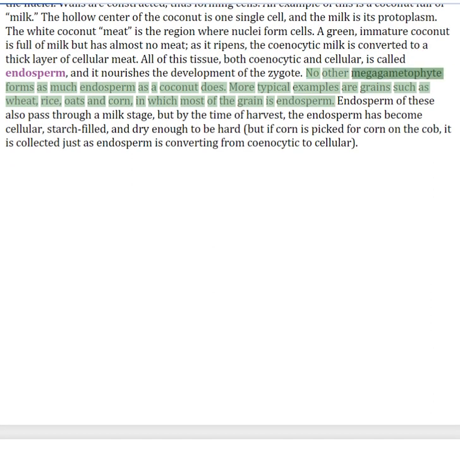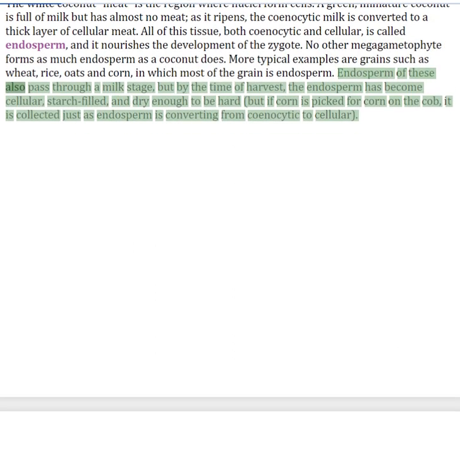No other megagametophyte forms as much endosperm as a coconut does. More typical examples are grains such as wheat, rice, oats, and corn, in which most of the grain is endosperm. Endosperm of these also pass through a milk stage, but by the time of harvest, the endosperm has become cellular, starch-filled, and dry enough to be hard.